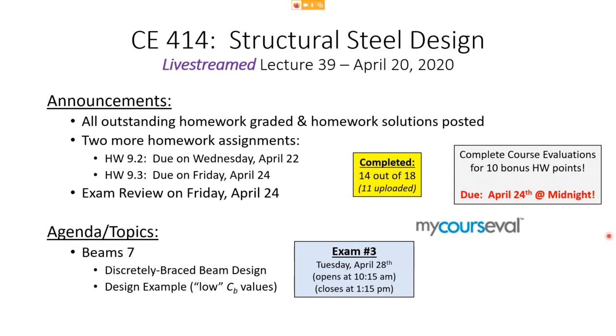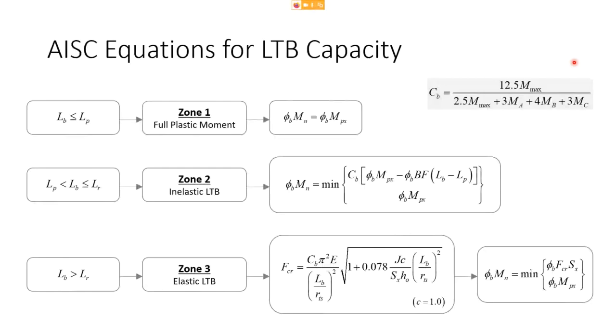We've been talking a lot about discretely braced beams, but we haven't talked about how to design them yet. So I want to talk about that today. And then we're going to talk about design examples with what I'm going to call low CB values. When I say low CB values, it's not going to make a lot of sense today, and I probably won't even mention it very much. But on Wednesday, we'll talk about what happens when the CB values get a little high. There's a particular thing that happens that won't become apparent today, but it'll definitely become apparent on Wednesday. But with that, let's get right into it.